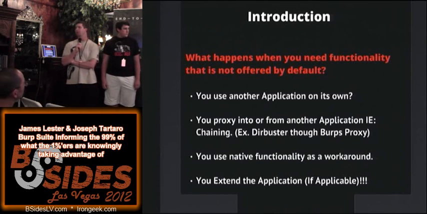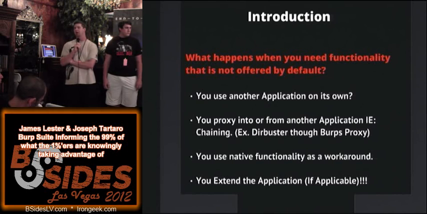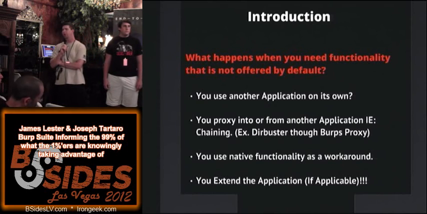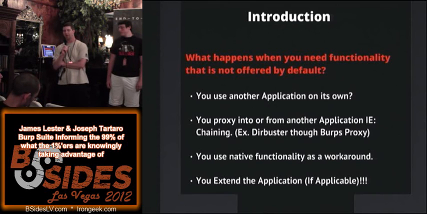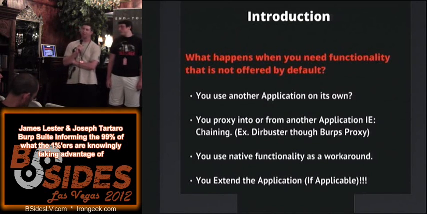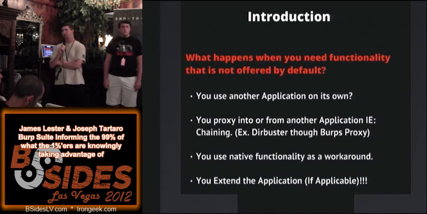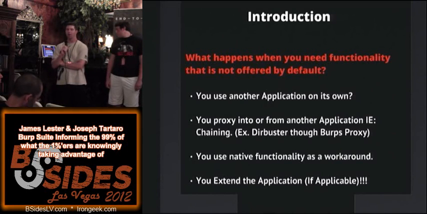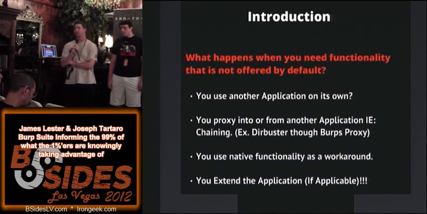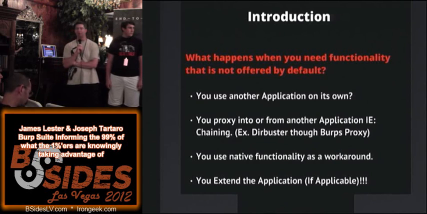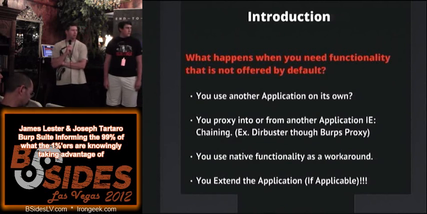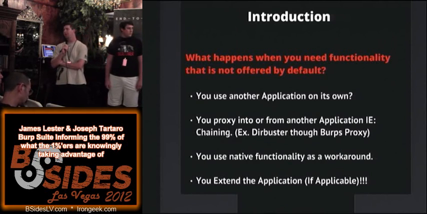You can use native functionality as a workaround, right? It might not have been its intended use for development, but after you start messing around with the tools, you're like, okay, wait a minute. If I set this setting off, and then I enable this in the cookie jar, and I set this macro, you can start chaining a lot of the functionality. You can start making a temporary workaround for your solution, and if none of those work, you basically start to extend the application, of course, if it's applicable.